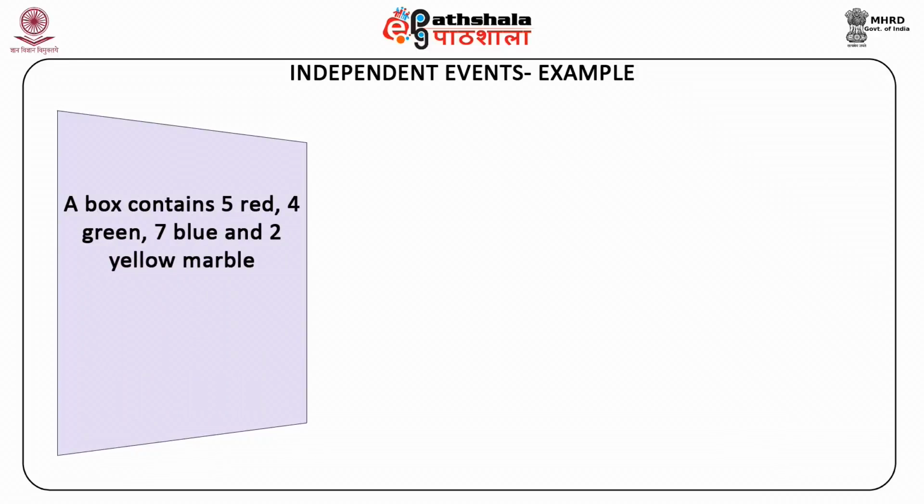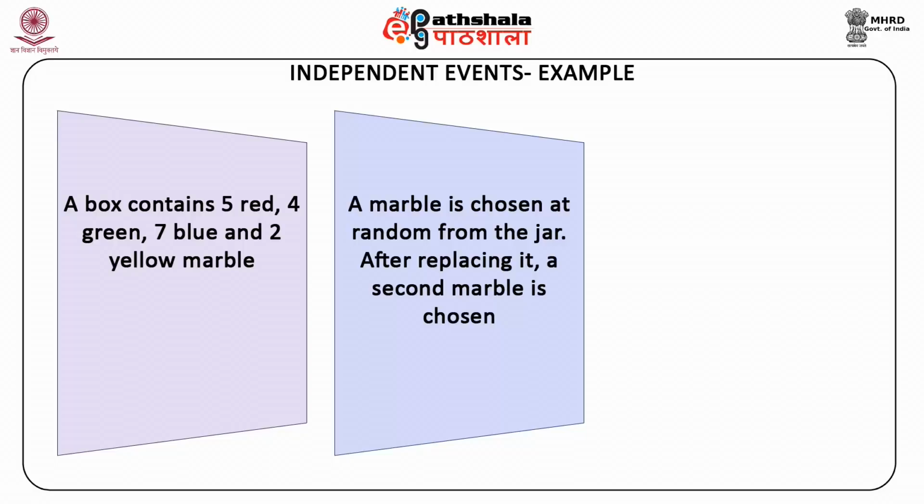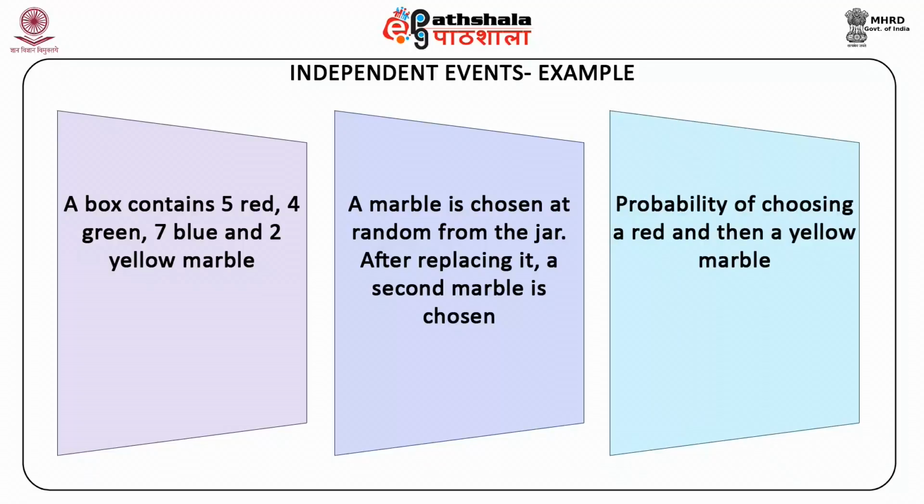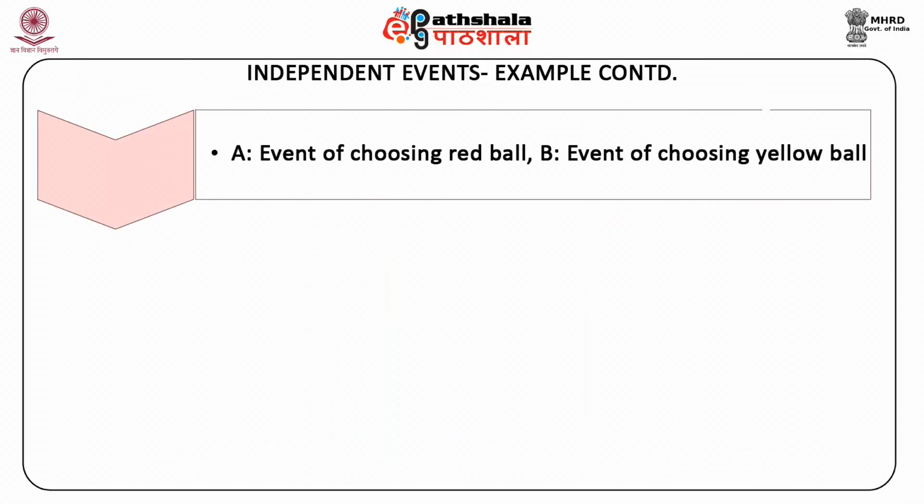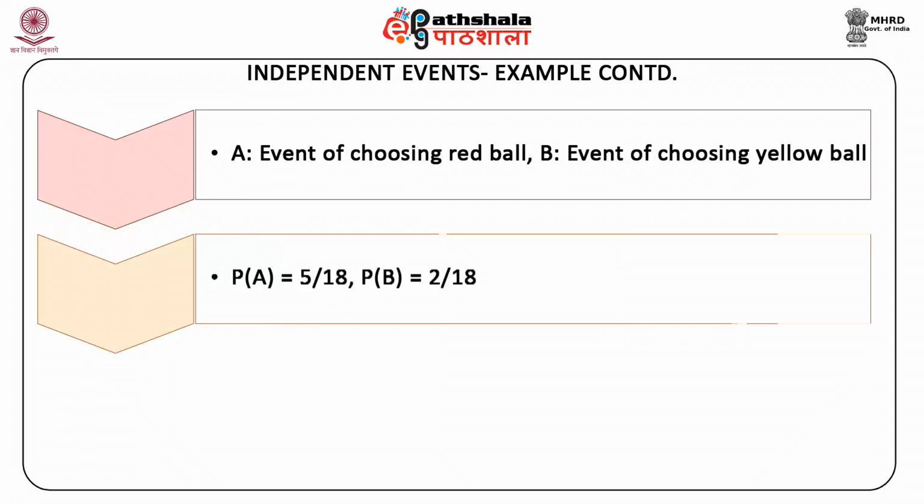A box contains 5 red, 4 green, 7 blue and 2 yellow marbles. A marble is chosen at random from the box. After replacing it, a second marble is chosen. What is the probability of choosing a red and then a yellow marble? Let A be the event of choosing a red ball and B be the event of choosing a yellow ball. Therefore, probability of A is equal to 5 by 18 and probability of B is equal to 2 by 18.